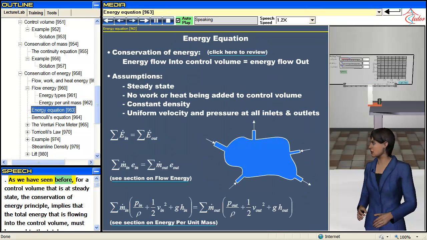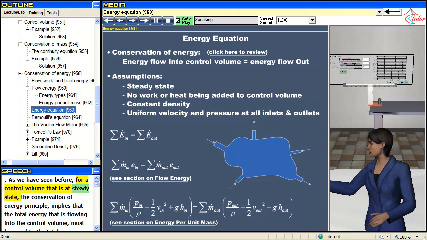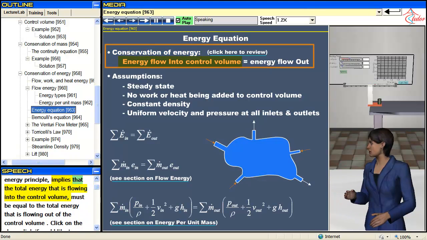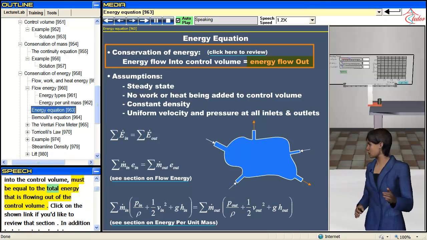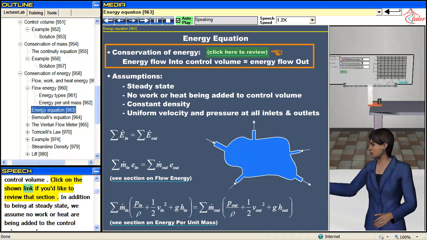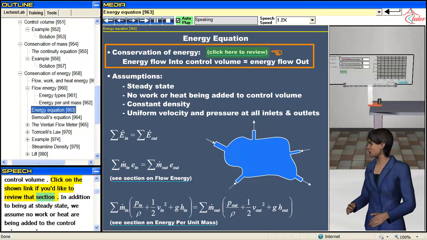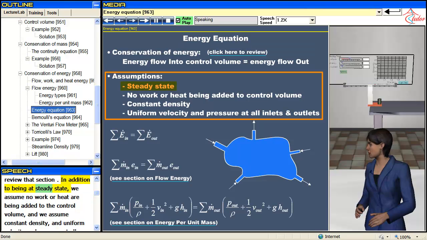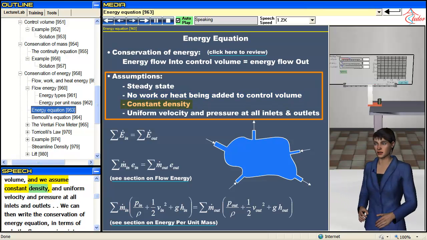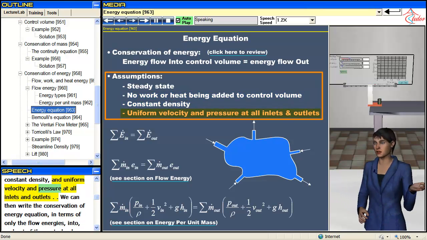As we have seen before, for a control volume that is at steady state, the conservation of energy principle implies that the total energy that is flowing into the control volume must be equal to the total energy that is flowing out of the control volume. Click on the shown link if you'd like to review that section. In addition to being at steady state, we assume no work or heat are being added to the control volume, and we assume constant density and uniform velocity and pressure at all inlets and outlets.